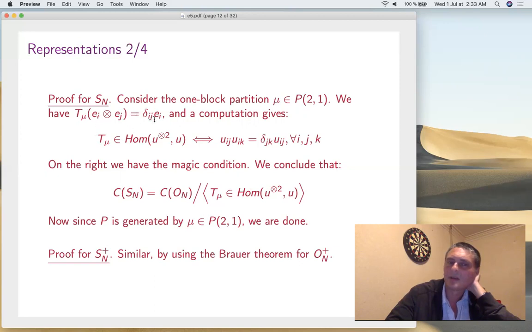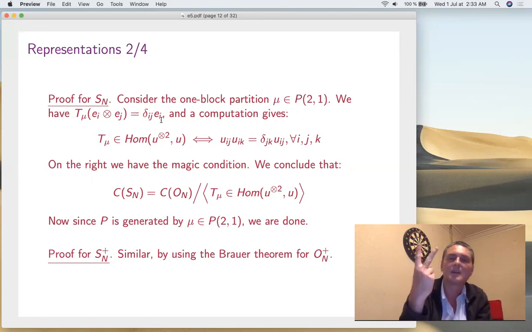e_i tensor e_j goes to delta_ij e_i. And this is actually exactly the intertwiner given by the partition with two legs like this and like this, a kind of fork with two branches. Something like a Y, let's say, a Y partition. Okay, so now I have this formula.